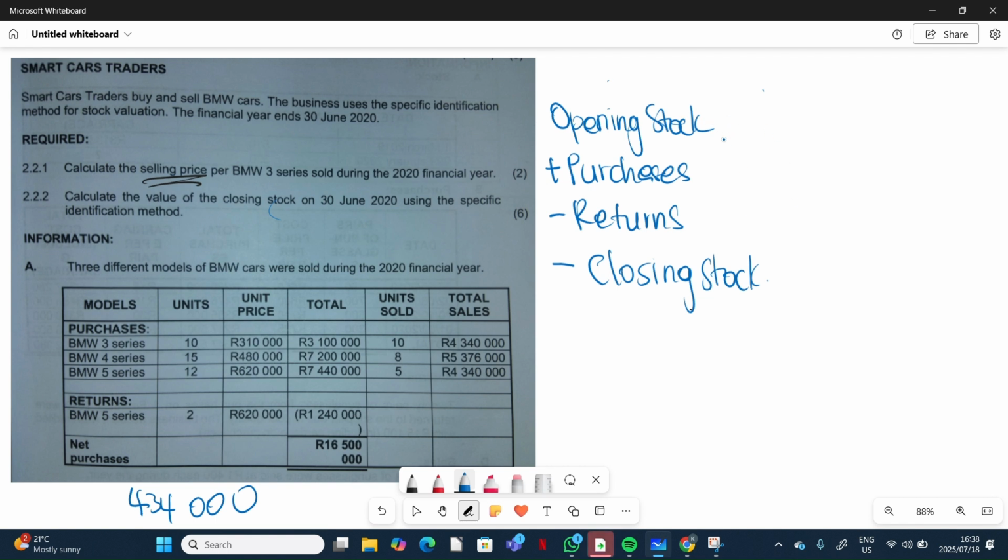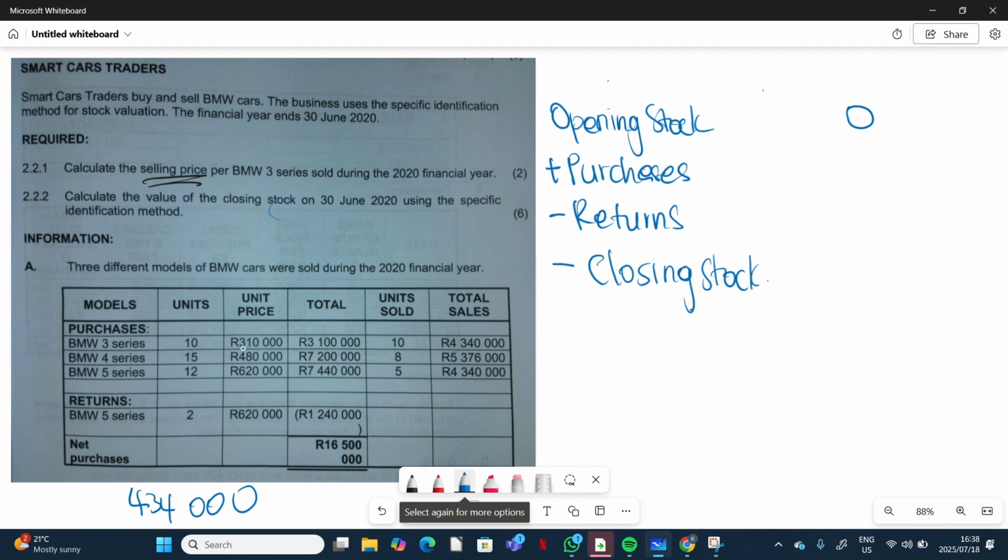Now, what was the opening stock basically? The opening stock was, well, actually they didn't have any opening. So opening was zero here because they literally just started in that financial year, right? They're just doing it in the financial year. All right, so in the financial year, we have zero.